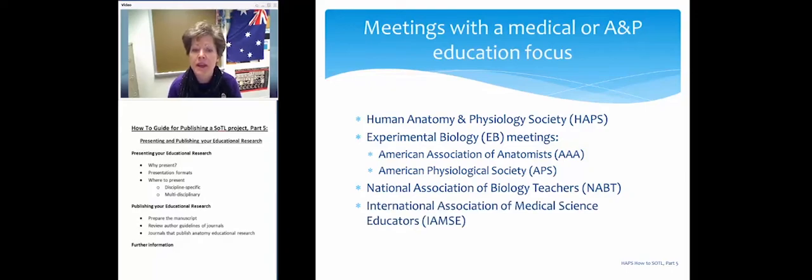The National Association of Biology Teachers also has both regional and national meetings you may want to consider attending. The same goes for the International Association of Medical Science Educators and the American Association of Clinical Anatomists, which have an annual meeting in summer, usually June or July.